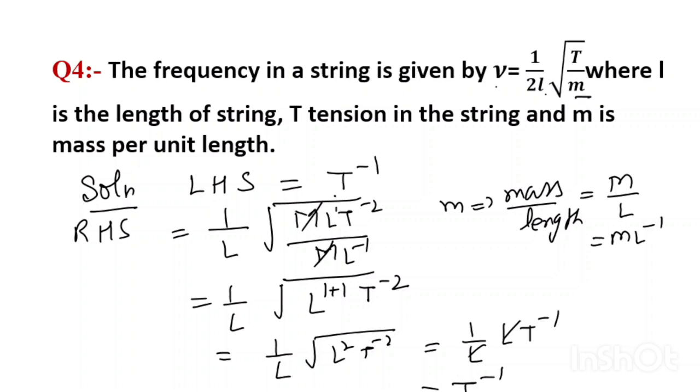Now the dimension on left hand side is equal to dimension of right hand side. So the formula is dimensionally correct. Right? What will you write? Formula is dimensionally correct.